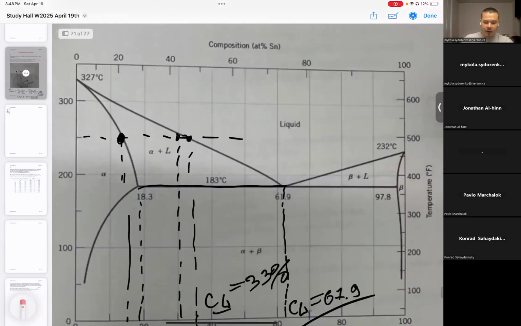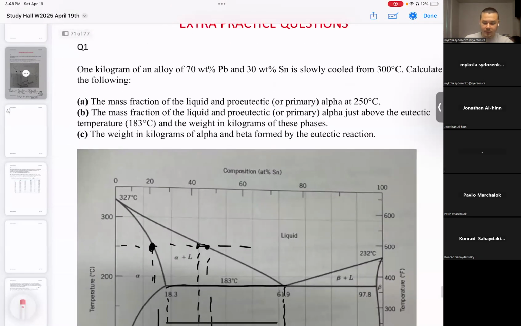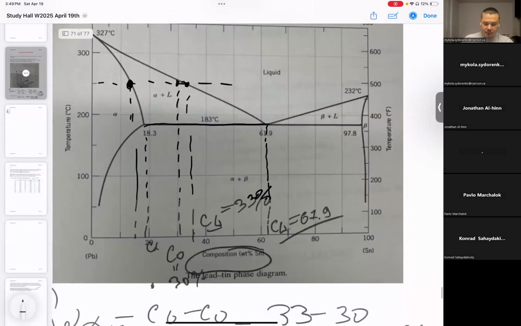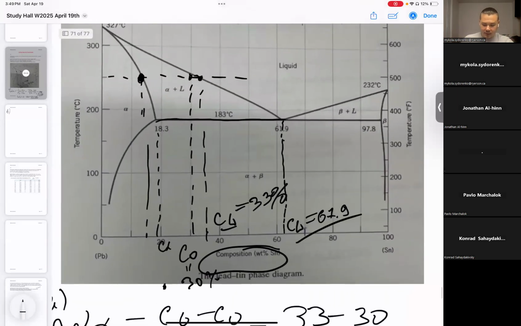Part B says that we need to move on from 250 Celsius, and we need to obtain the mass fractions at the eutectic or right above the eutectic. The privilege of the eutectic is that we already have the tie line being drawn for us. Basically, that's the tie line, okay? So this is our C naught. This is going to become our C alpha. And this is C liquid.